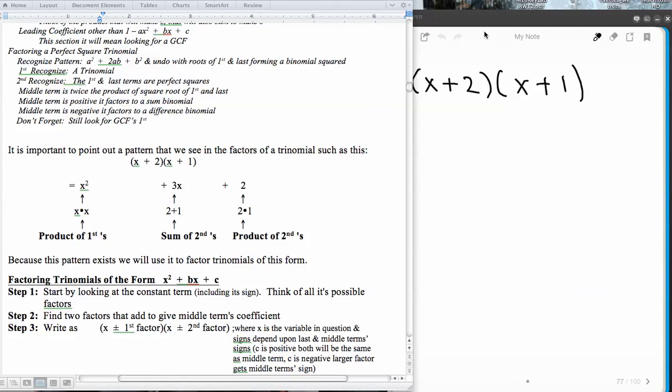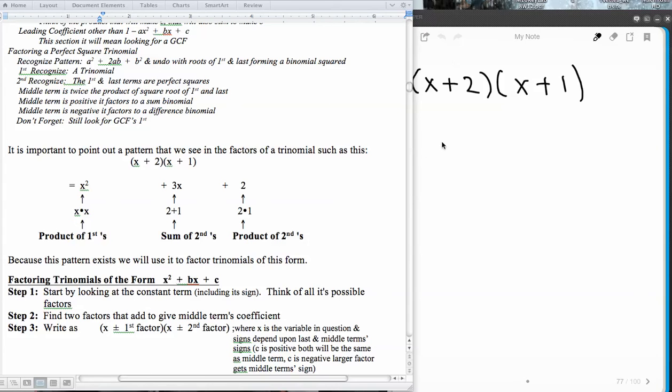Right, let's now talk about section 8.1 from Lehman's book. We're talking about factoring a trinomial of the form x squared plus bx plus c. In other words, we have no leading coefficient, so a leading coefficient of 1.